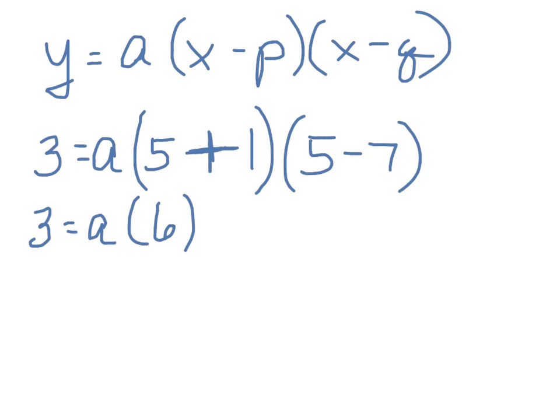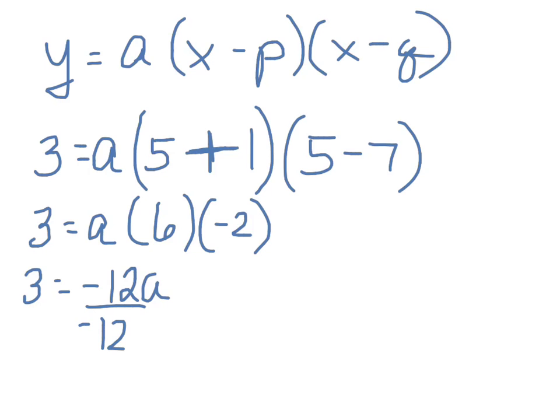What is 5 minus 7? -2. Nice. What's 6 times -2? Negative what? Good. Now, how do you solve for a? Divide both sides by -12, and you better not tell me -4. -1/4.